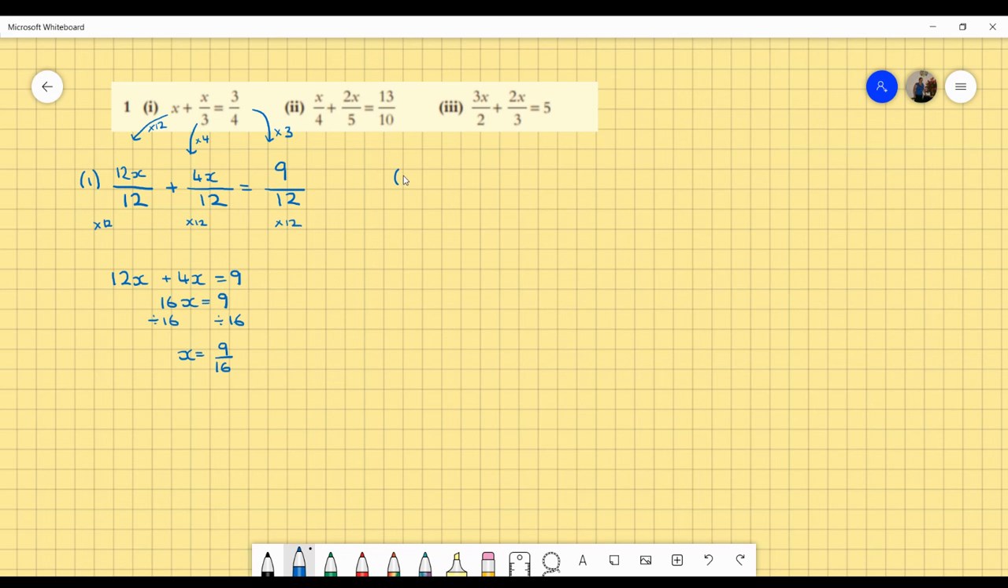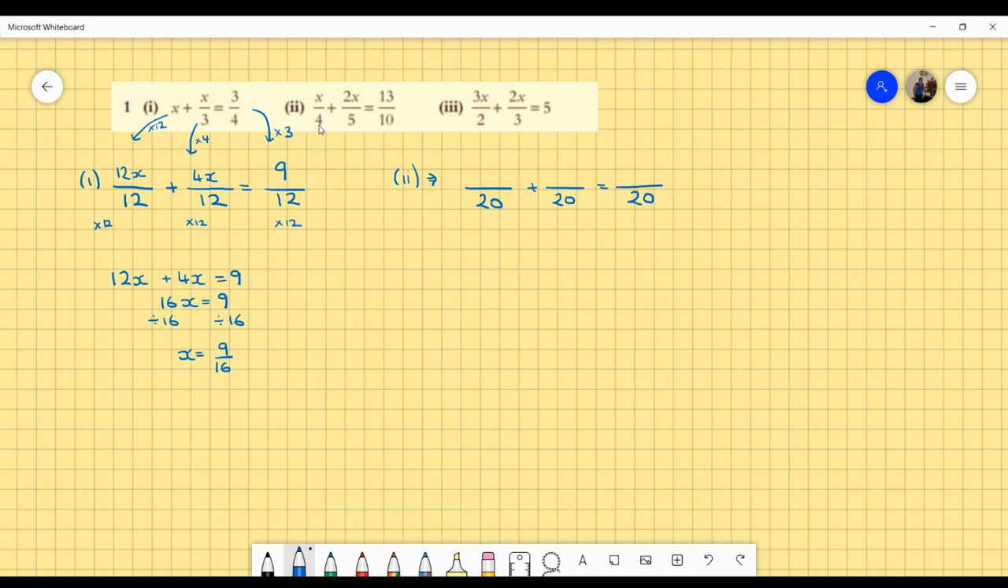So we can do the same thing with part 2. So if we have a look at this one, we've got 4, 5, and 10. Well, the lowest common multiple of those three would be 20. So if we try and get all of them out of 20, and then we can simplify it.